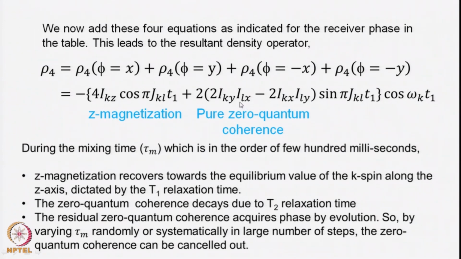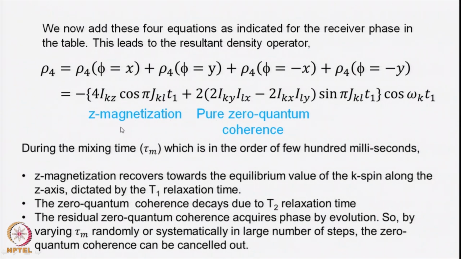Now if you go back and look at the natures of the product operators, this term here 2 iky ILX minus 2 ikx ILY is pure zero quantum coherence. Okay. So, which means by this operation of the phase cycling we have retained the Z magnetization and zero quantum coherences. Now both these are not observable, right. So now what happens, to make them observable we will need another pulse, and that of course is another 90-degree pulse which is required. Okay. So that is there in the pulse sequence, the last 90-degree pulse converts them into observable magnetization for us to measure what happens before that.